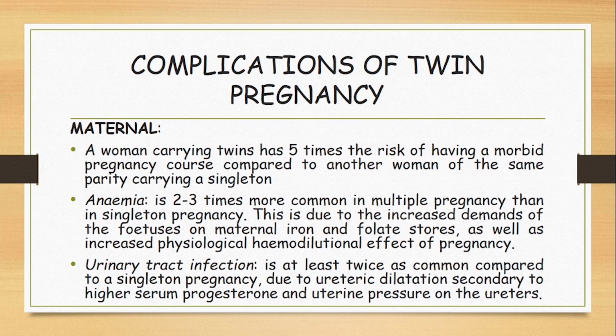Urinary tract infection is at least twice as common compared to singleton pregnancy, due to ureteric dilatation, secondary to a high level of serum progesterone and pressure of the uterus on the ureters.